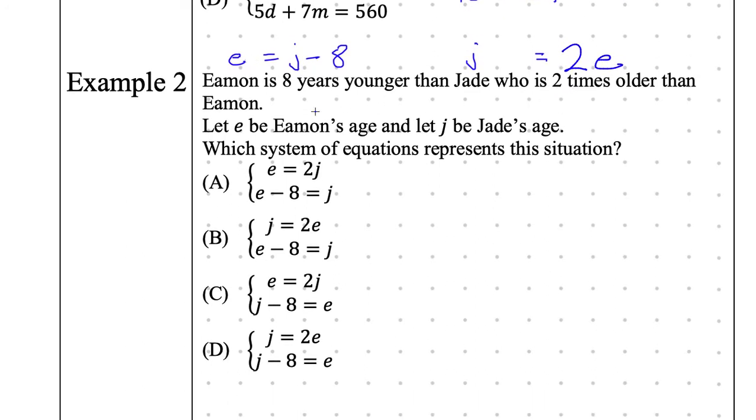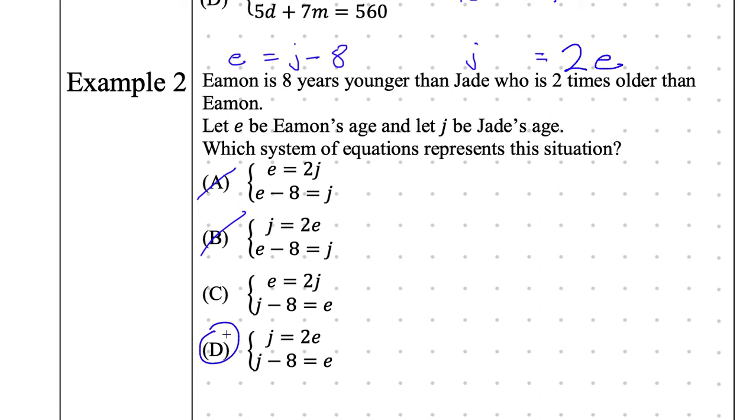E equals J minus 8. E is equal to J minus 8, so that eliminates A and B. E equals J minus 8. We have that part correct. And then finally we need J equals 2E. J equals 2E. Correct answer is D.